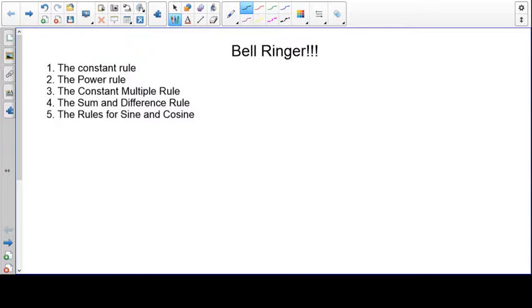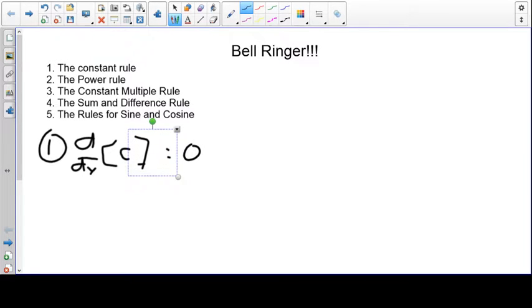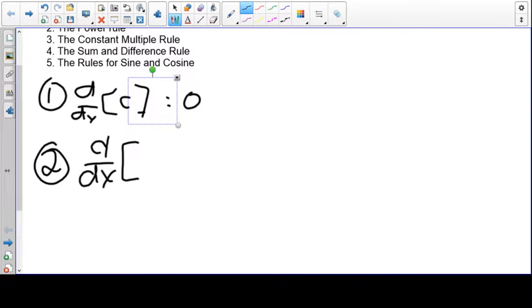So the derivative of a constant, that was number 1. That was the derivative of c. So the derivative of a constant gives me 0. Okay, number 2, what about the power rule? The derivative d over dx of x to the n is equal to n times x to the n minus 1.